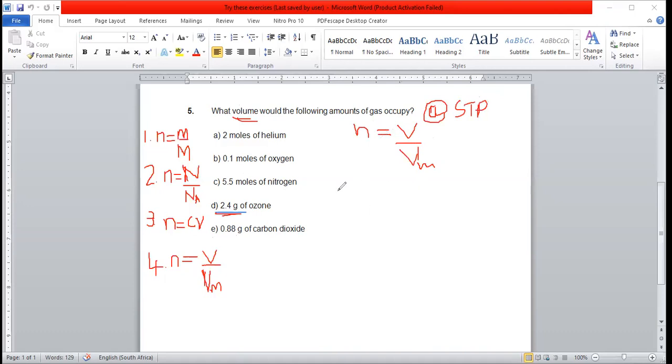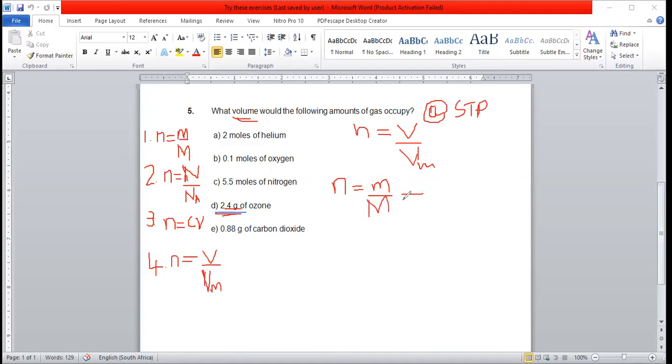So what am I going to say? I don't have the number of moles. I'm looking for volume, V, which I don't know. Molar volume at STP, I know it's 22,4. So I've got two unknowns here. I need to first get the number of moles. To get the number of moles, I'm given mass. So number of moles is equal to mass over molar mass.